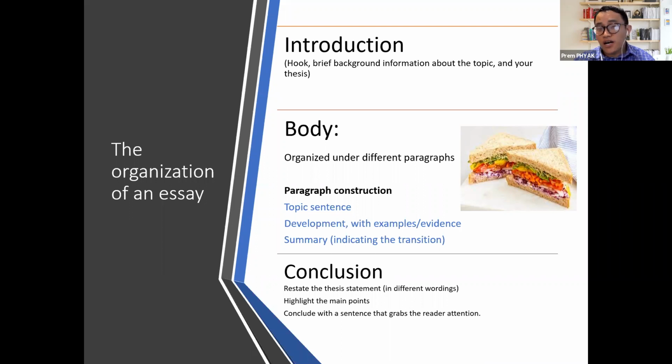So I give you this image of a sandwich, right? The first layer, the bread, is the topic sentence, and then you have these ingredients, which are like examples and evidence, and then you conclude the paragraph with some kind of indication of what you are going to discuss in the next paragraph, right? And then finally, you conclude the whole essay.